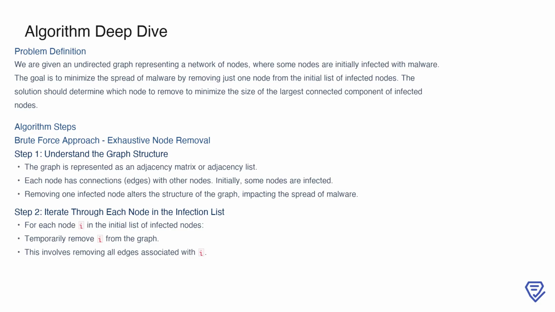First, we need to understand the graph structure. The graph can be represented using an adjacency matrix or list, where each node is connected to others via edges, and a subset of nodes is initially infected. Removing one infected node impacts the graph structure by altering the connections and the way malware spreads. The next step is to iterate through each node in the list of initially infected nodes. For each node, we temporarily remove it by eliminating all edges associated with it, effectively isolating that node from the graph. This sets the stage for recalculating how the malware spreads across the modified graph.